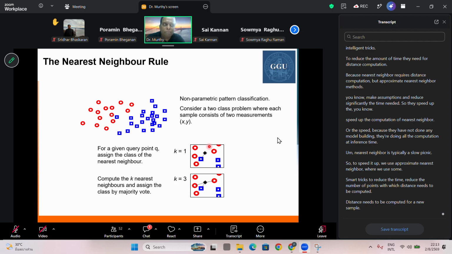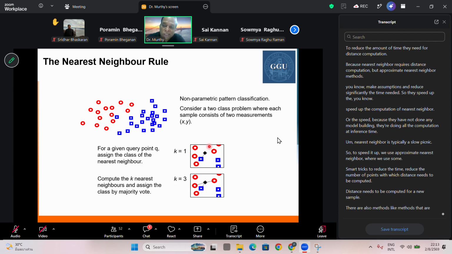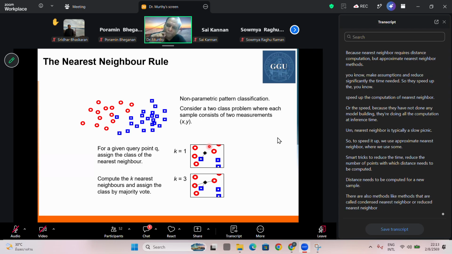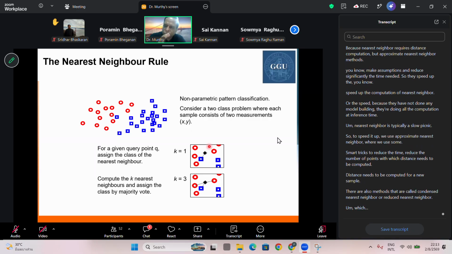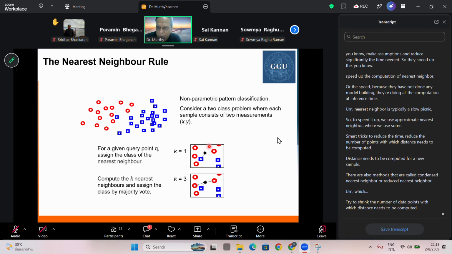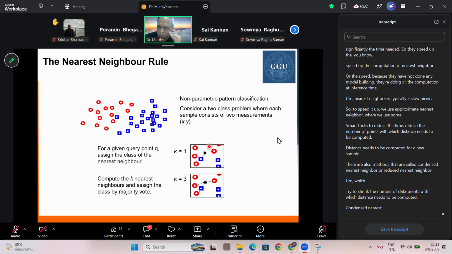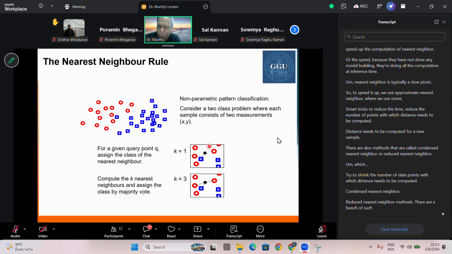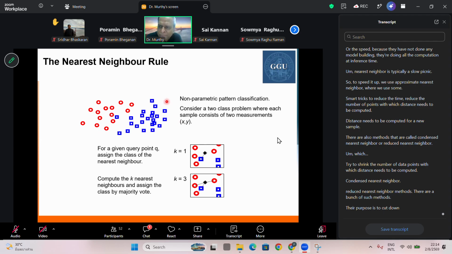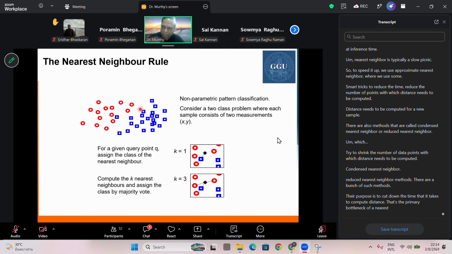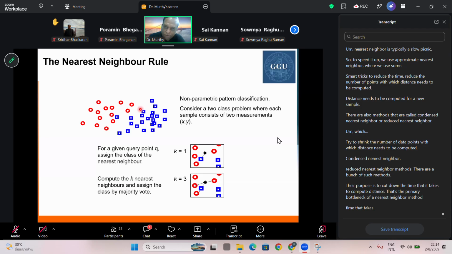There are also methods called condensed nearest neighbor or reduced nearest neighbor, which try to shrink the number of data points with which distance needs to be computed. There are a bunch of such methods. Their purpose is to cut down the time it takes to compute distance. That's the primary bottleneck of a nearest neighbor method: the time it takes to do the inference.